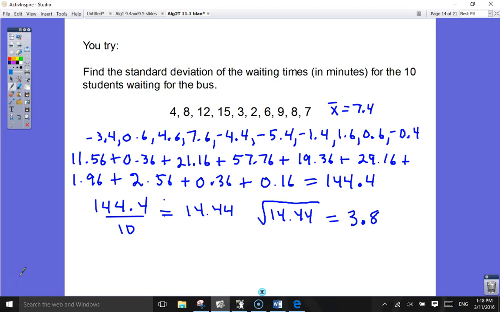Okay, now you got to divide by how many terms there were. There was 10. 14.44. What you've really got there is actually another fairly important statistic called variance. The variance is 14.44. That's like the minutes squared. You need to turn it back into minutes, so you take the square root, 3.8.